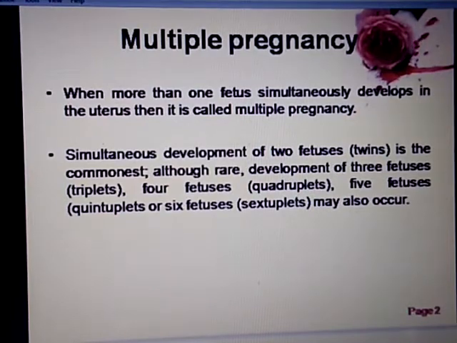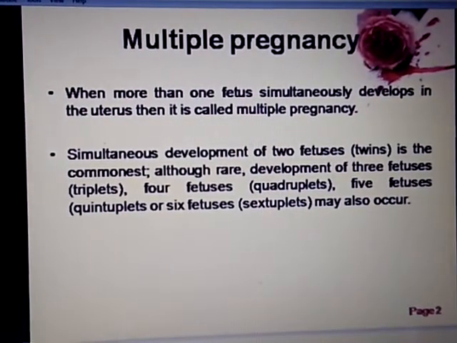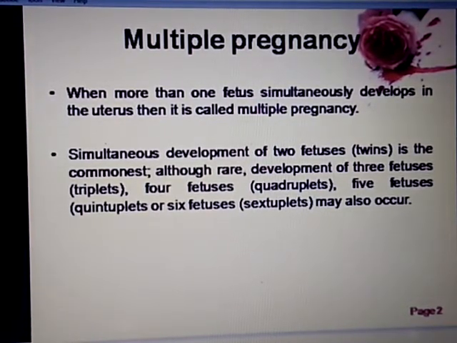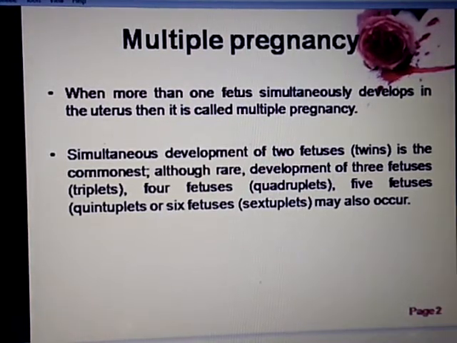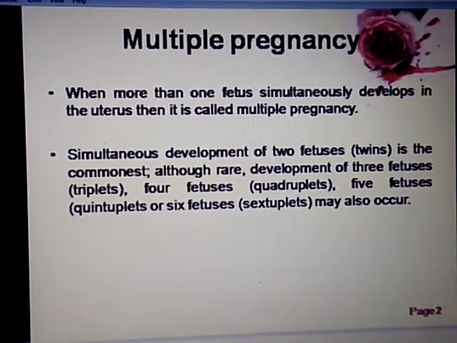Multiple pregnancy means that when more than one fetus simultaneously develops in the uterus, it is called multiple pregnancy. Simultaneous development of 2, 3, 4 or 6 fetuses may also occur. They are called triplets, quadruplets, quintuplets and also sextuplets. So these are the common things.